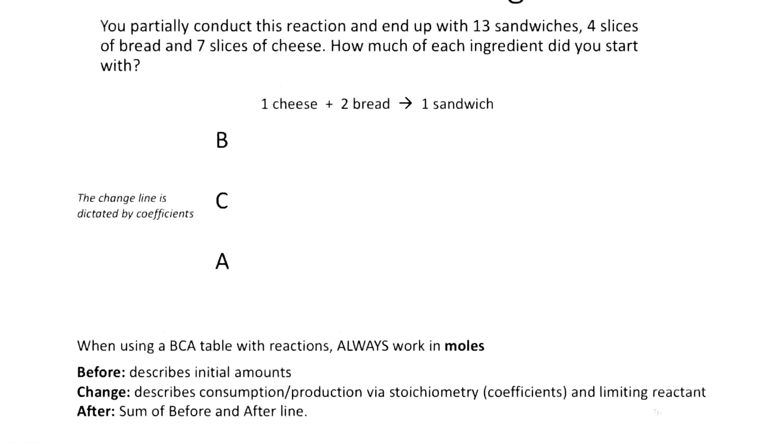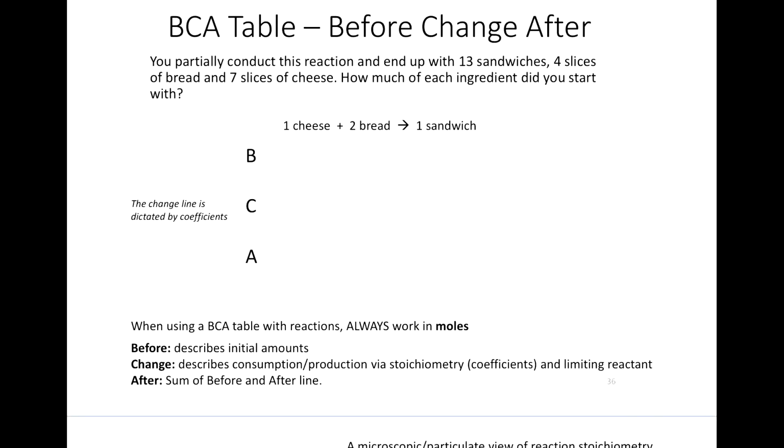All right, let's do another one where maybe a BCA table is more useful because you can't do it in your head. Here, you partially conduct a reaction and end up with 13 sandwiches, 4 slices of bread, 7 slices of cheese. How much of each ingredient did you start with? So think about what information's given to you. I'm giving you bread, cheese, sandwich, but those pieces of information should go in which line? Remember what BCA stands for: before, change, after. These numbers should go in which line?